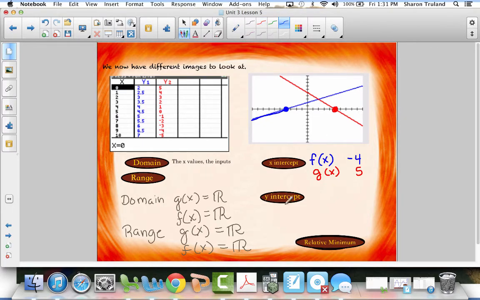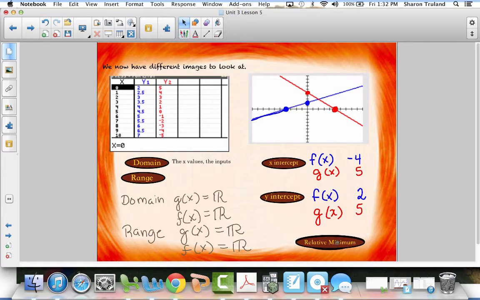How about the y-intercept? The y-intercept for function f, which is the blue line, is right there. It crosses the y-axis at 2. And for function g, its y-intercept is all the way up there. That's 1, 2, 3, 4, 5.